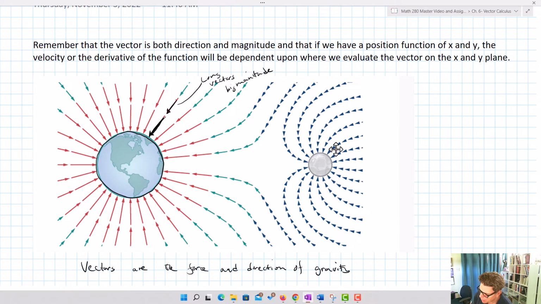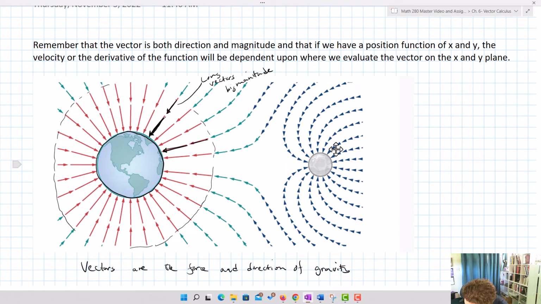In addition to that, what you can see is that the vectors inside of this radius right here, you can actually see a little bit more than that, are all pointing directly towards the Earth. So the force of gravity is going towards the Earth in this case. As we get closer to the Earth, the gravity gets larger, so the vectors get longer. And the direction of the vectors is towards the Earth in this case.